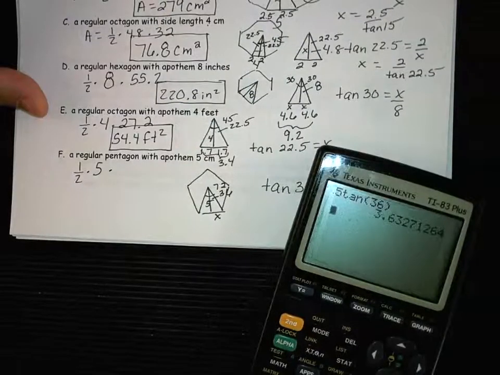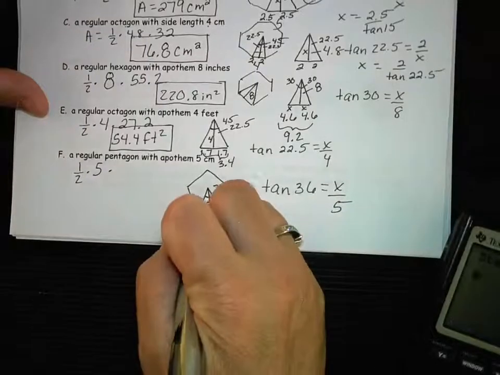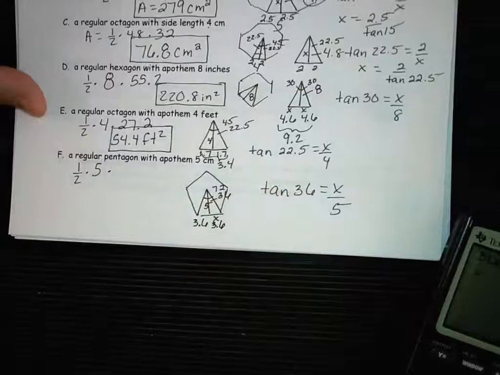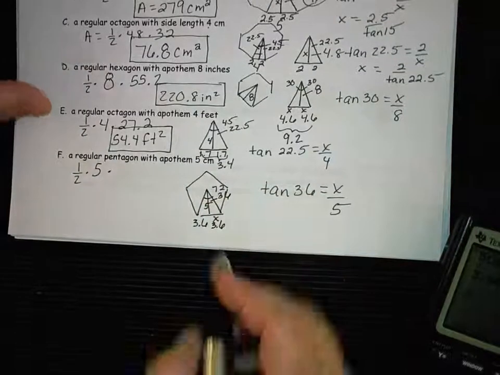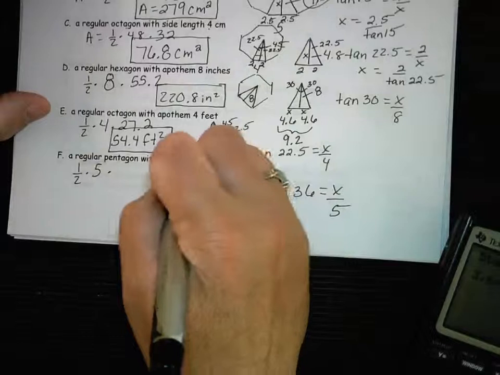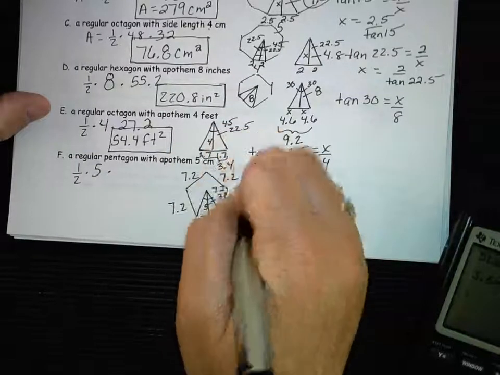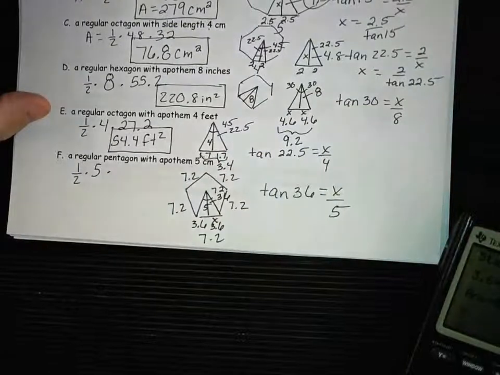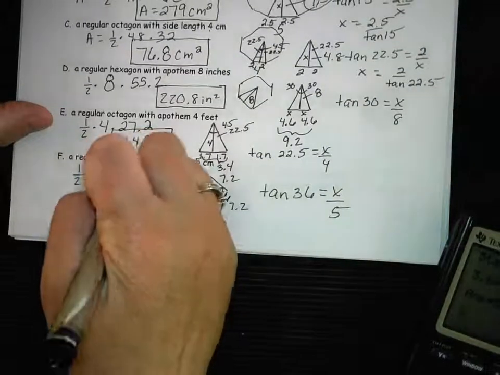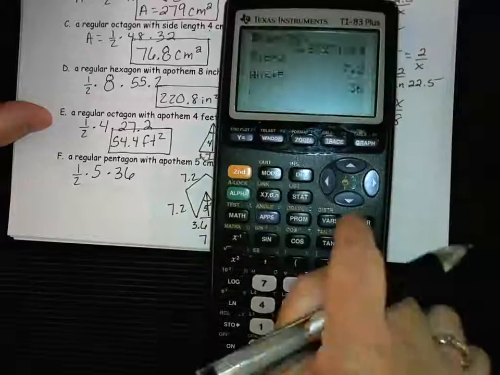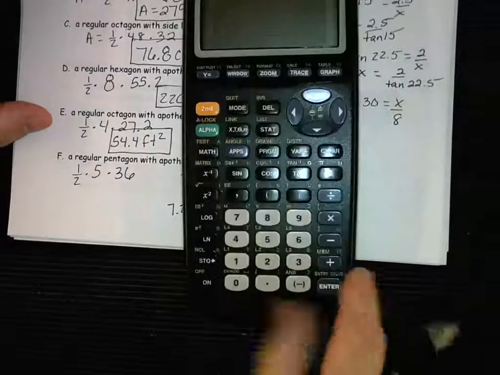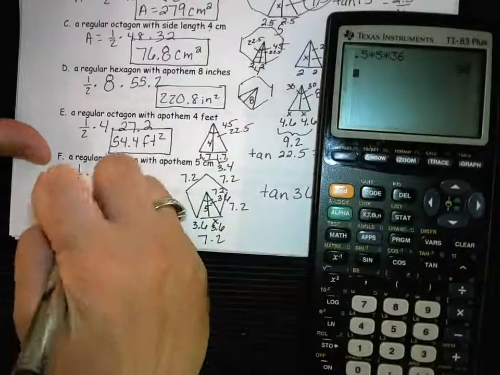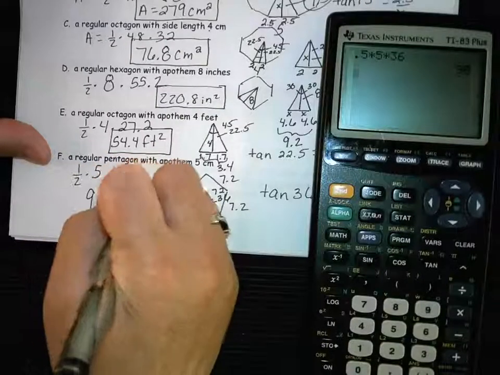5 times the tangent of 36 is 3.6. So each of those are 3.6. We double that, and all of our side lengths are 7.2. And 7.2 times 5 is 36. Then to find the area of that whole thing, 1/2 the apothem times the perimeter, and we end up with 90 centimeters squared.